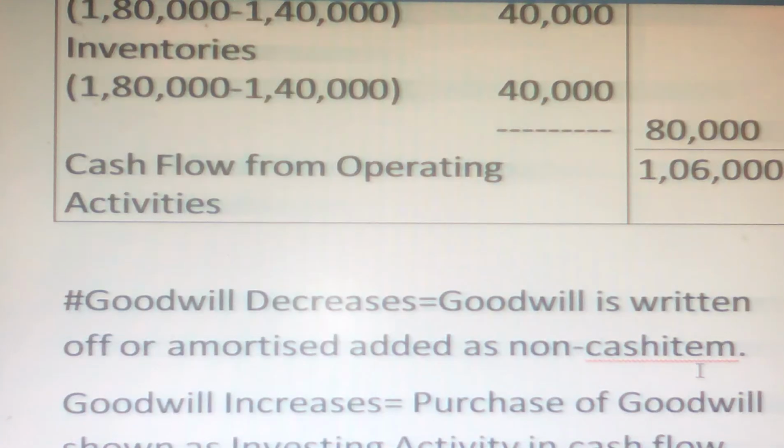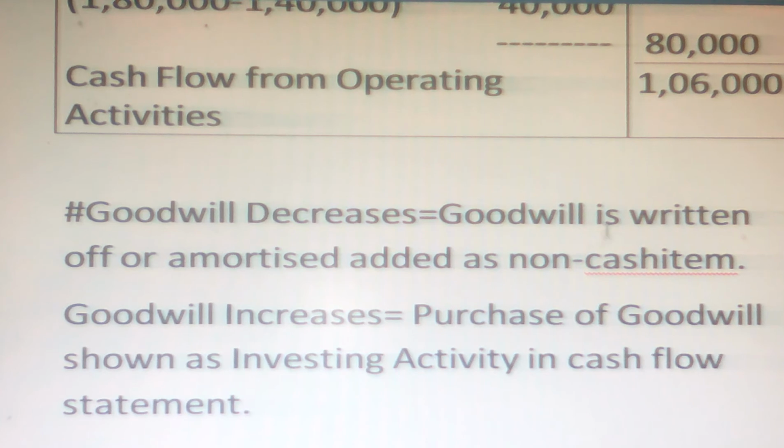Here the point is a very important point. Goodwill decreases: goodwill is written off or amortized and added as a non-cash item. Suppose goodwill increases, it will show in investing activity, because when goodwill increases, you are purchasing goodwill from another company. That's why you should be very careful. You have to see whether goodwill decreases, only then you show it here as non-cash. Suppose goodwill increases, you show it in investing activity. That is the idea here.